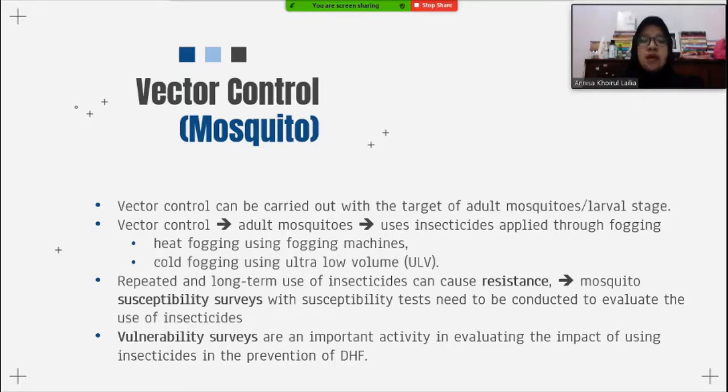But repeated and long-term use of insecticide is not good because it can cause resistance. So mosquito susceptibility surveys with susceptibility tests need to be conducted to evaluate the use of insecticides. And vulnerability surveys are also important to be carried out in order to evaluate the impact of using insecticide in the prevention of DHF.